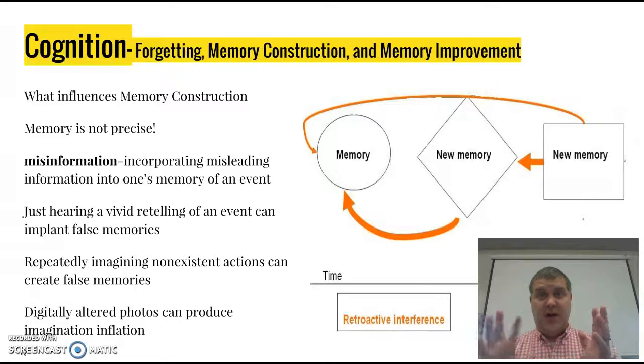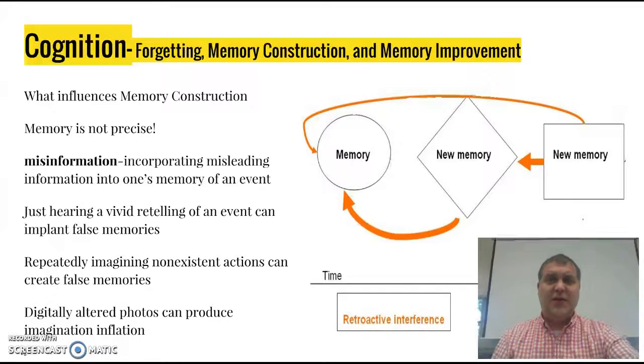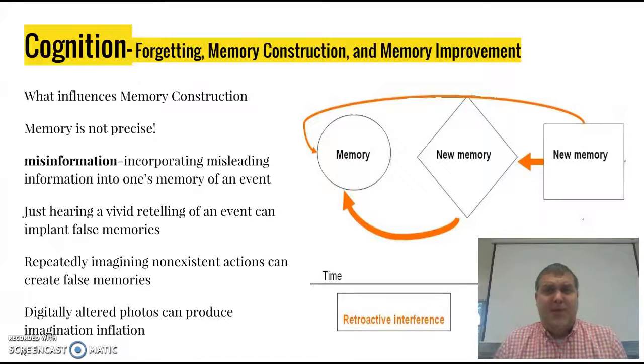Memory can be changed. You can sit there and we can have misinformation. So somebody tells you what happened, and that gets incorporated into what you think really happened, and that becomes your memory, even though you weren't even around and that really wasn't happening to you. Even if you were there, someone's story may sound better, and you may incorporate that into your memory and think that it really happened. Digitally altered photos can produce imagination inflation.